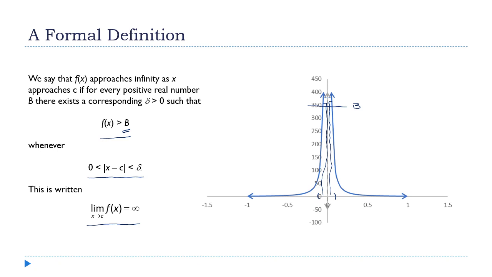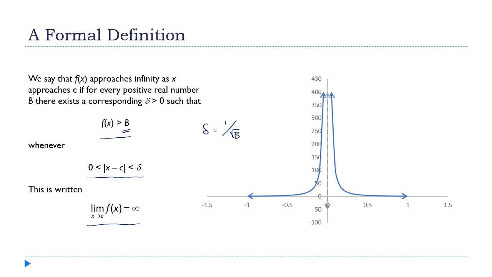Okay, so let's see how we can actually apply this. Let me clean up a little bit here. There we go. Just to show what I claim, to show that the limit as x approaches 0 of 1 over x squared is in fact infinity. Okay, well I'm going to say let delta equal 1 over the square root of b.